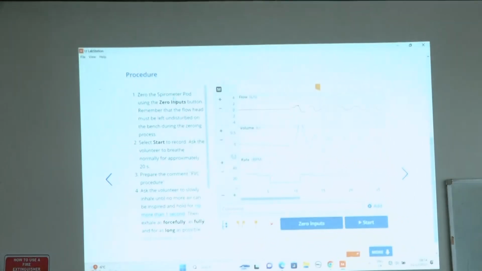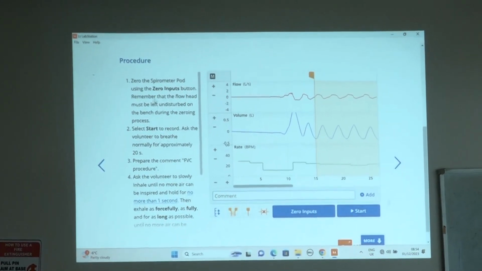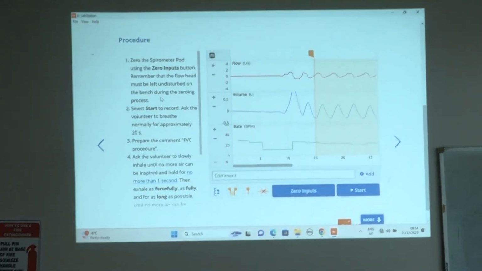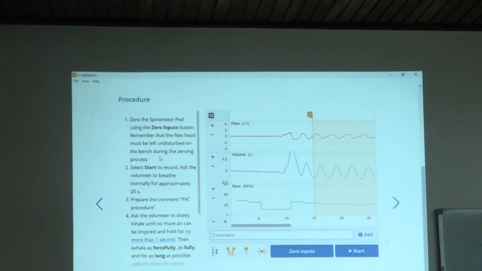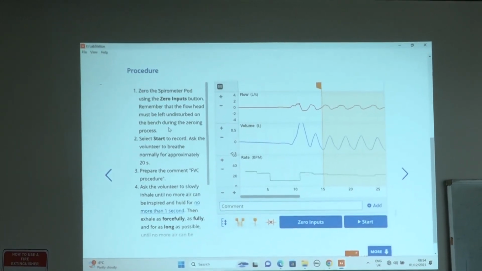Now, your data from the previous activity has been transferred to this page. Therefore, you do not need to perform volume correction. What we need to do now is to follow the procedure. Zero the spirometer cord. We have this here, so zero it. Remember that the flow head must be left on the stop on the bench during zeroing, and that is what we have. So the volunteer does not need to carry the flow head while we are zeroing the cord.